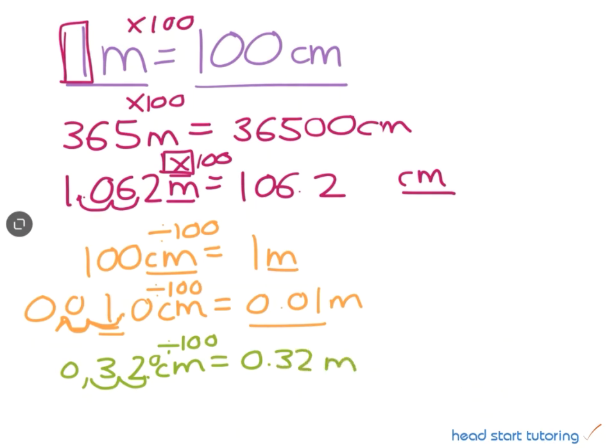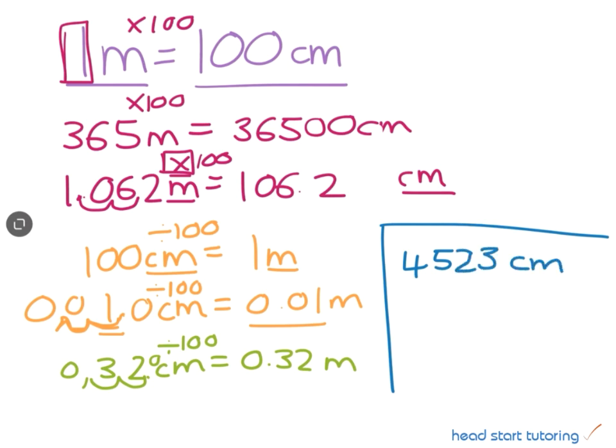If we have a look at another example over here, if we've got 4523 centimeters, and we are wanting to bring this into meters, we go from the end of our whole number and we bring in 2 decimal places, and our answer will end up being 45.23 meters.